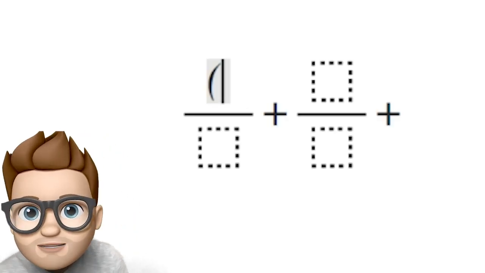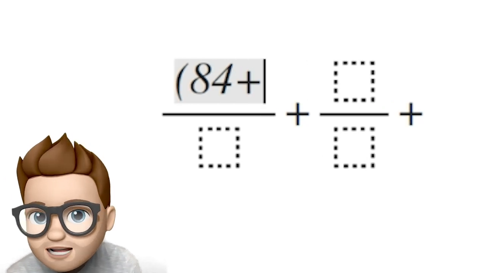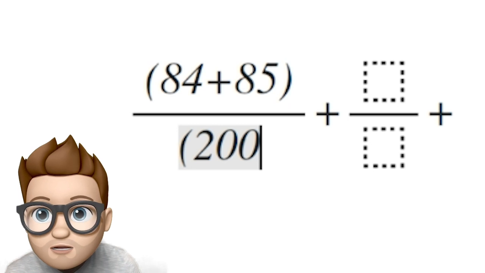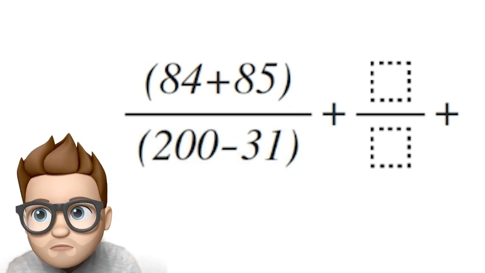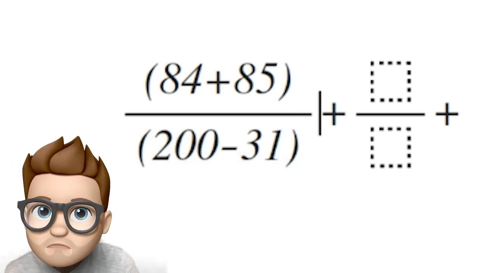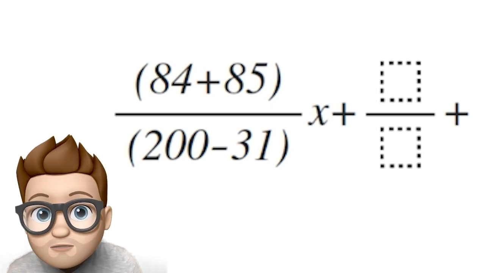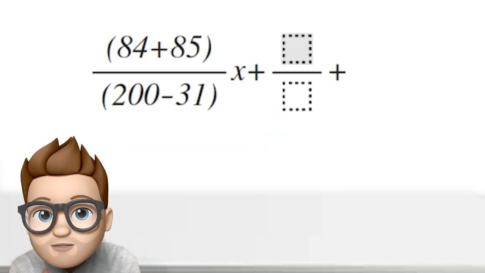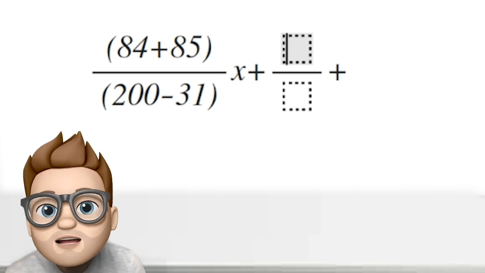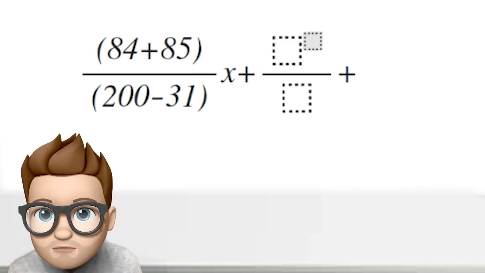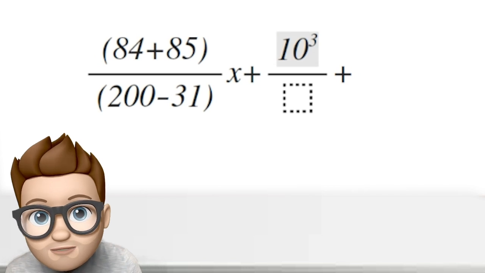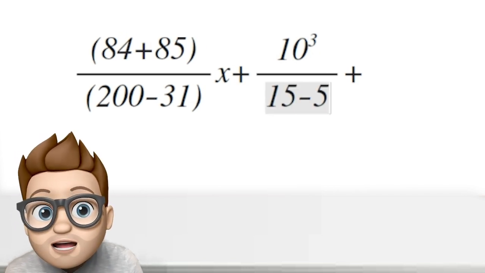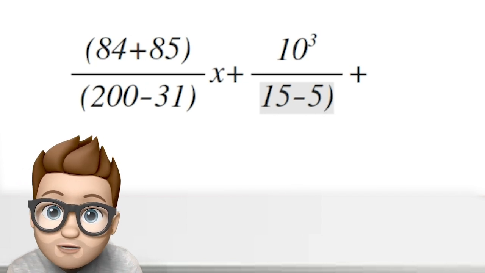We had 84 plus 85. Those were inside our first brackets. And we divided it by the difference of 231. So the difference between 231, that was what was divided. Then we times that full result by the year of your birth. So let's call that x. And then we took that and we added on 10 to the power of 3. And we divided that by the difference of 15 minus 5. So that fell inside our brackets. And then we times that by your birthday.